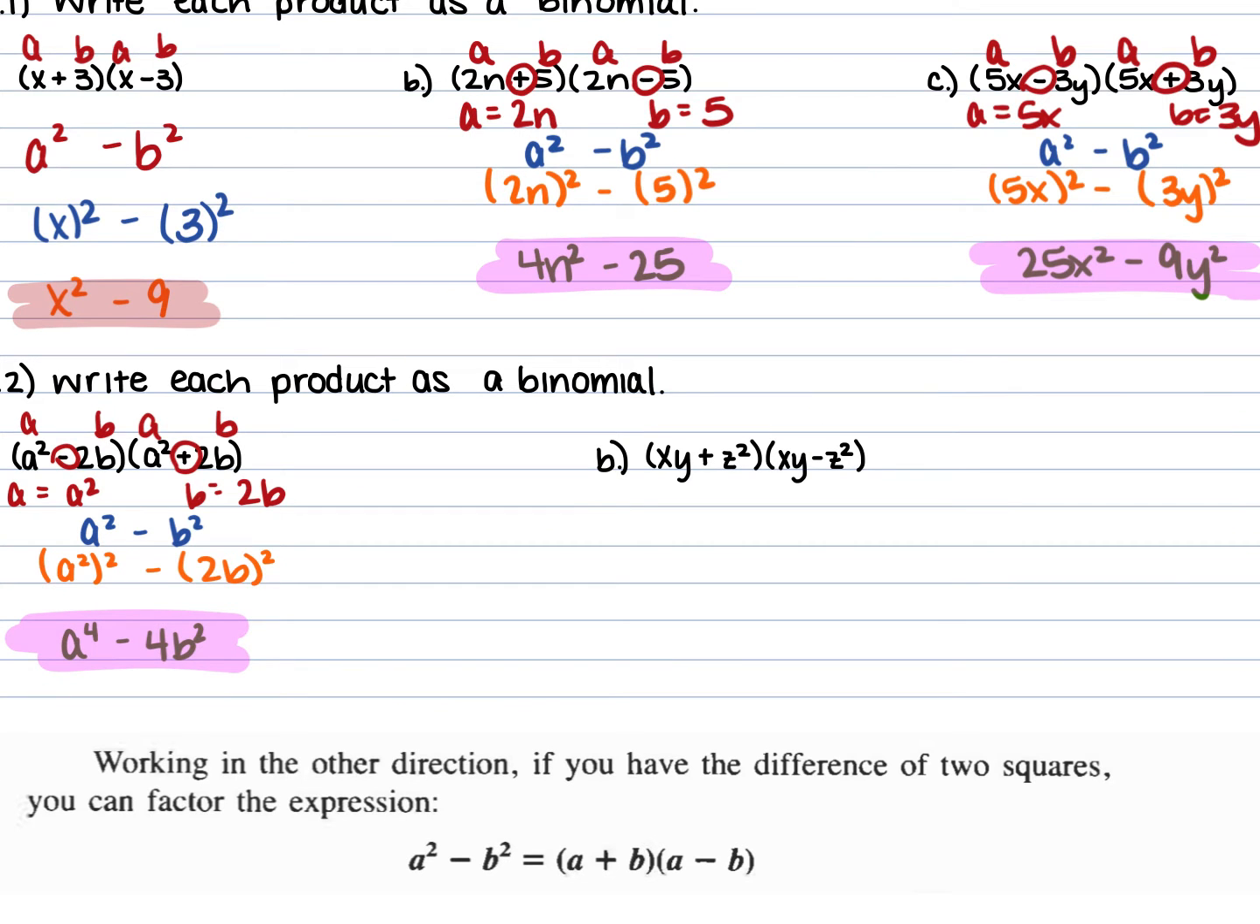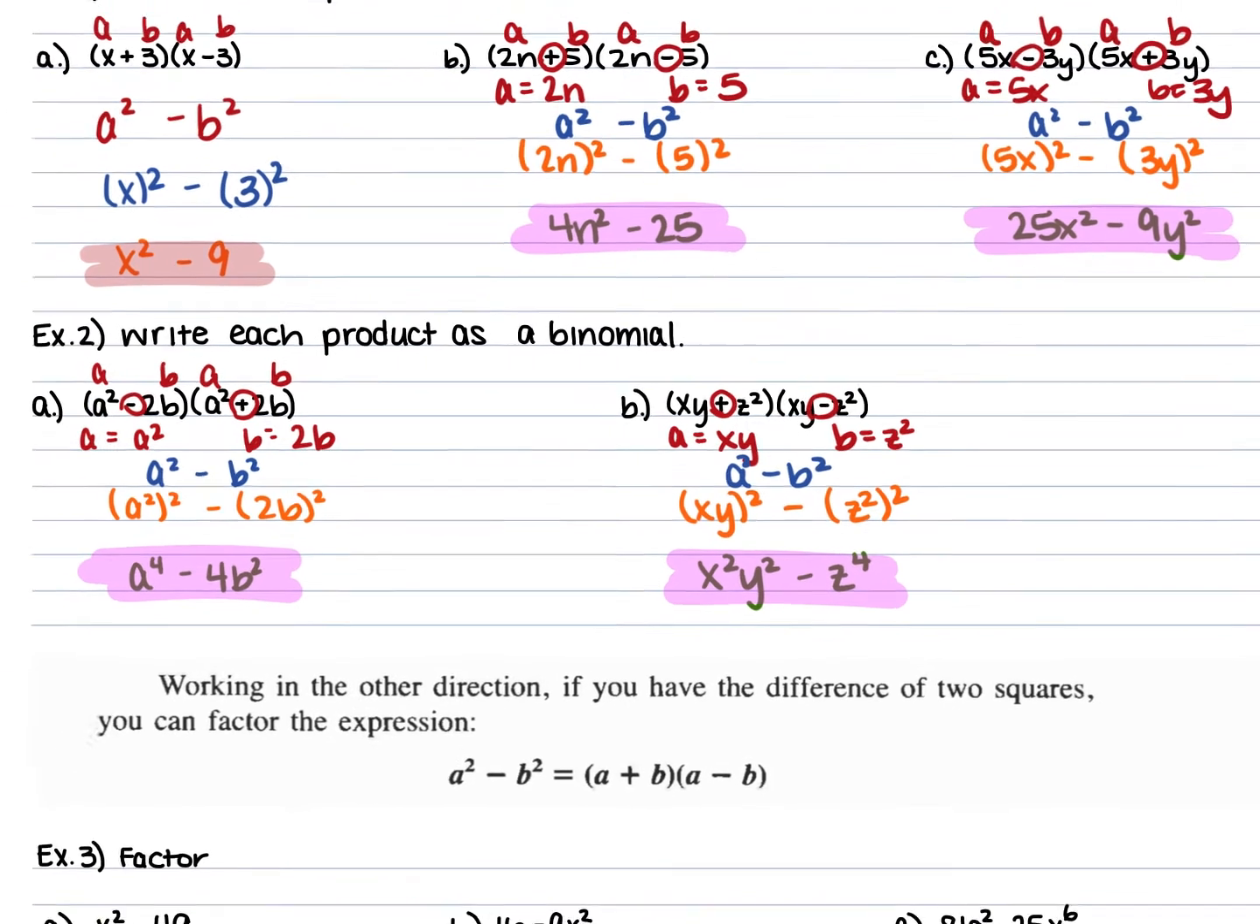For example B, we have xy plus z squared times xy minus z squared. Your A is the xy, your B is the z. You have opposite signs between those. Sorry, z squared, not z. So use A squared minus B squared. So this is going to give us xy raised to the second power minus z squared raised to the second power. So this is x squared y squared minus z to the fourth power.